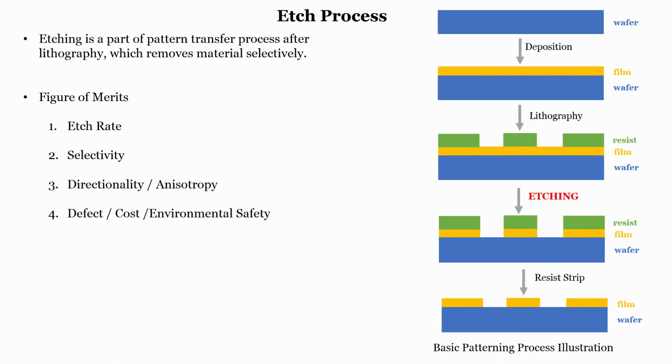If you see the slide, we will be talking about the etching process. Etching is a part of the pattern transfer process after lithography, which removes material selectively. Here I have given you an example of a basic patterning process. We start with a wafer, then we deposit a film. Now, how can you deposit the film? You should know the methods for depositing this particular film. There are two methods, one is PVD, the second one is CVD.